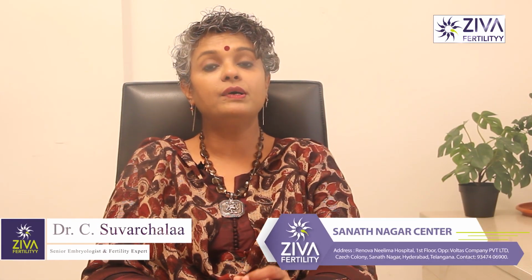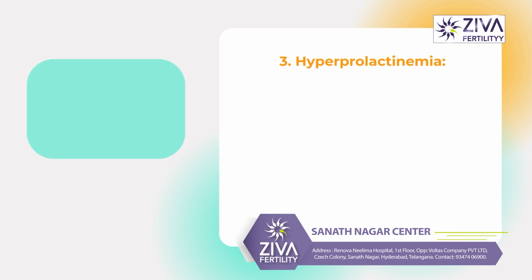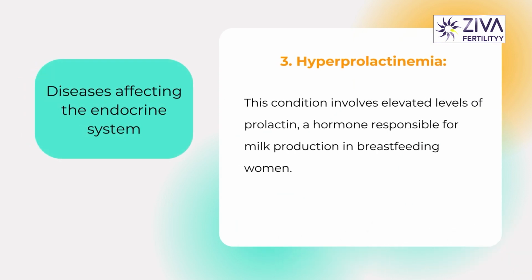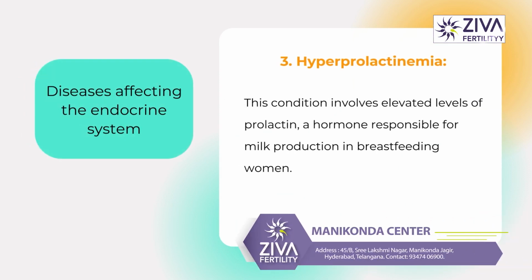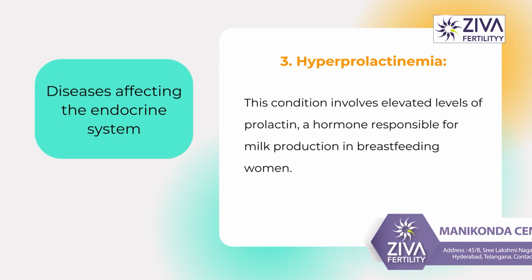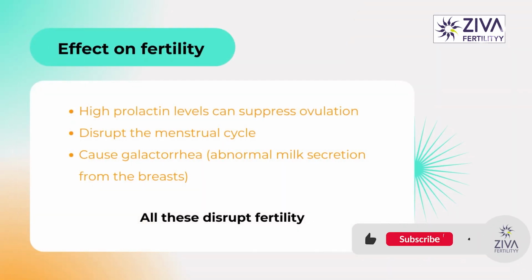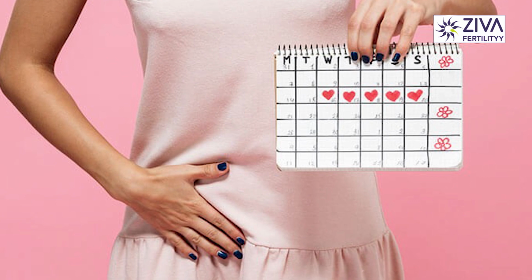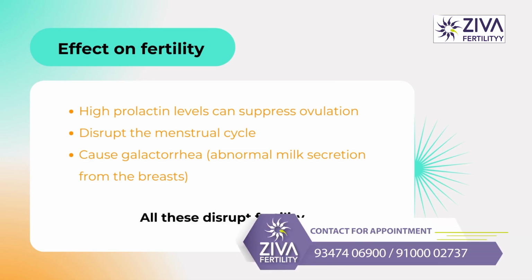The next endocrine disease that I would like to mention is hyperprolactinemia. This condition involves elevated levels of prolactin, a hormone responsible for milk production in breastfeeding women. High prolactin can suppress ovulation, disrupt the menstrual cycle, and cause galactorrhea, which is abnormal milk secretion from the breast, all of which can cause infertility.